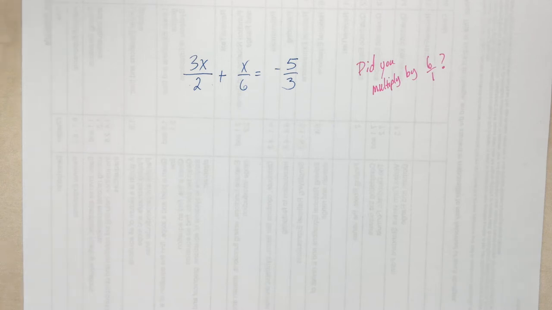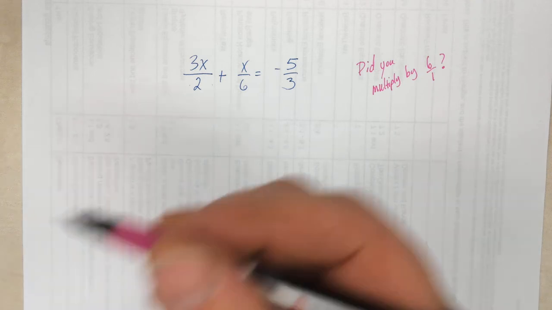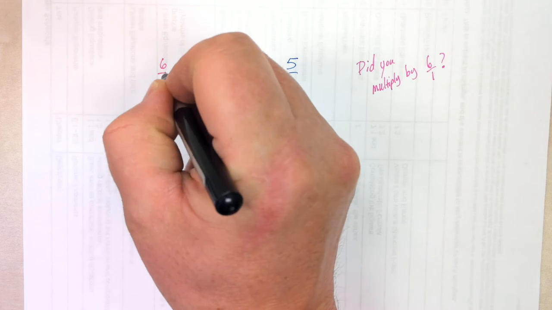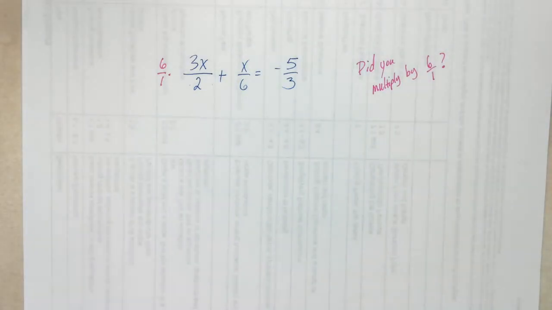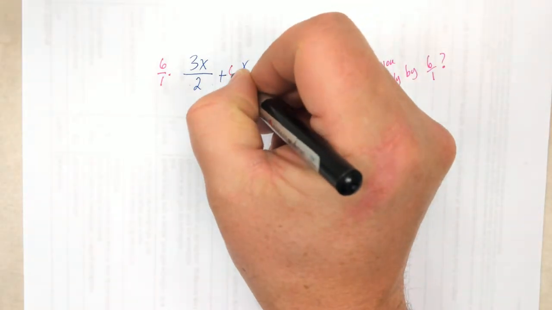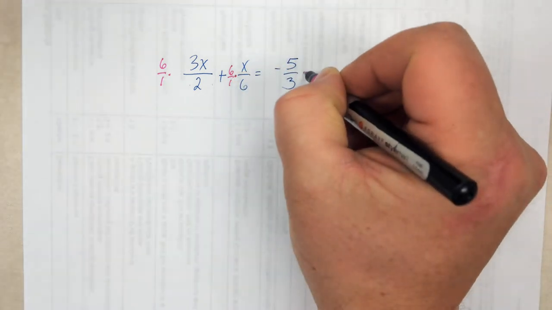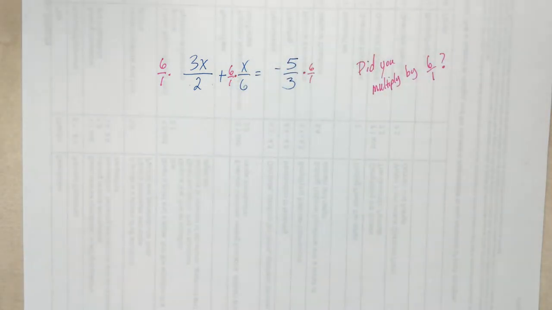What did you multiply by? 6/1. That's perfect. But then you get in trouble? Yeah. Did you use 6/1 also? Yeah. Okay, so I'll help you. I don't want you to get frustrated and confused. So 6/1, 6/1, 6/1. Good? Okay.